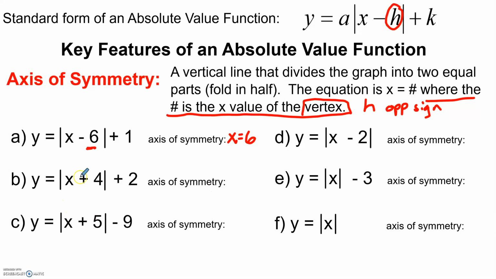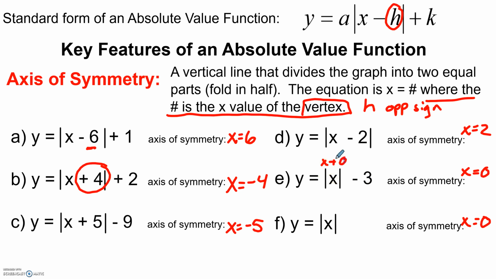I'm going to show you again, looking at B, we're looking at this h value. We want the opposite sign, so we're going to use a negative. Axis of symmetry is a line, so it's going to be x equals opposite sign, negative 4. Do your best to find the axis of symmetry for the rest of the examples. Check your work and be fantastic. So we have x equals negative 5, x equals positive 2, and both of the next ones are x equals 0. Because we know that this is like having x plus 0 on the inside.